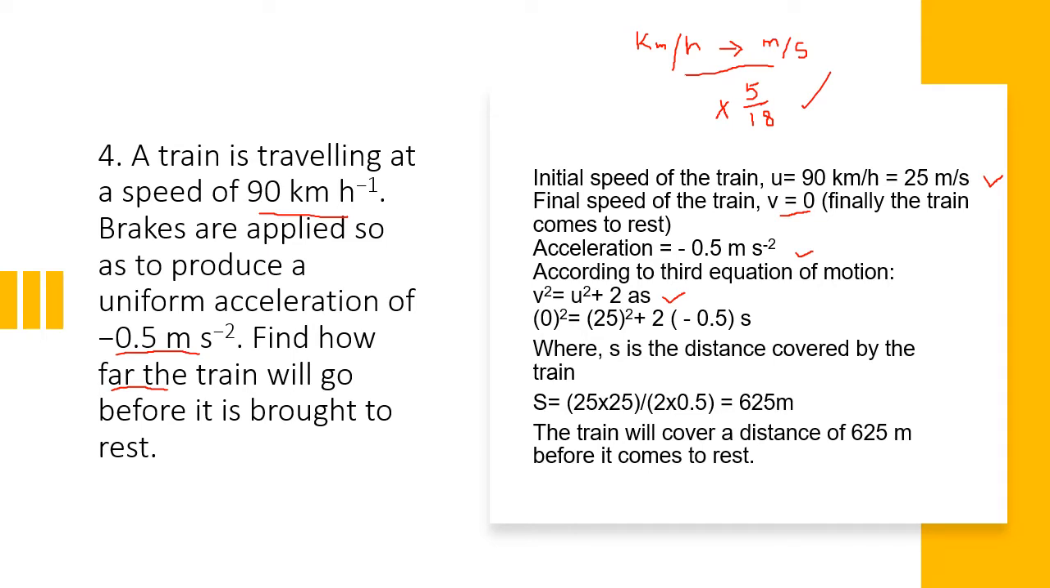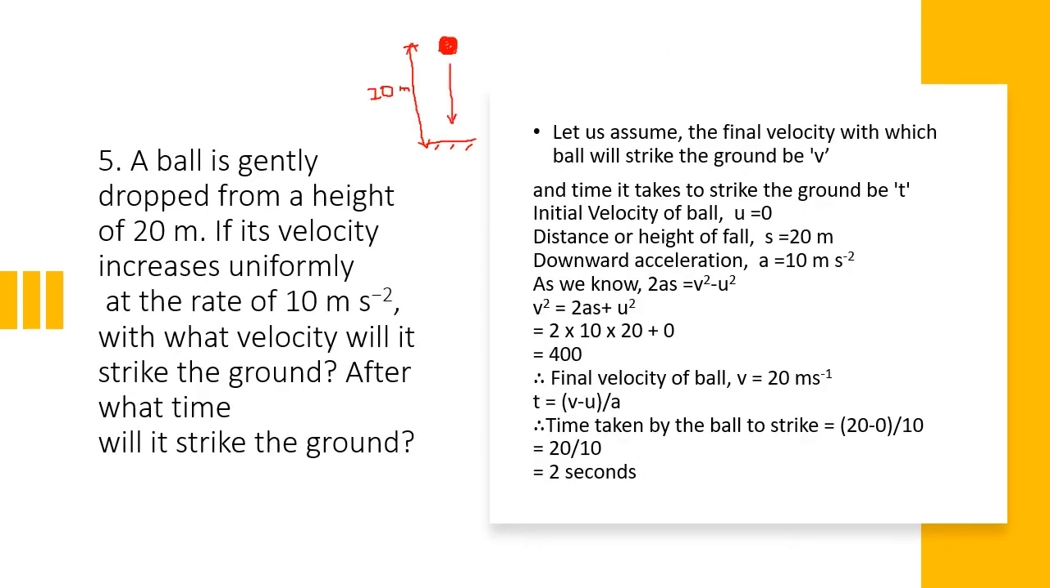So V squared, 0 squared, is equal to 25 squared plus 2 into minus 0.5 into S. So you can find S directly. So your answer is 625 meters. The train will cover a distance of 625 meters before it comes to rest. Now let's see the fifth question.